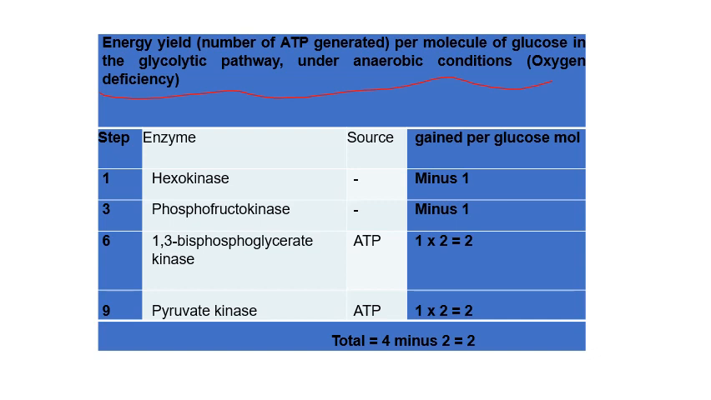The remaining steps, step 1 and step 3, utilize ATP, so we have to subtract those 2 ATP. Then 2 substrate level phosphorylations, that is 1,3-bisphosphoglycerate kinase and pyruvate kinase enzymes, lead to the production of 2 molecules of ATP each. So 2 plus 2, 4 ATP, 4 minus 2, total 2 ATP only during anaerobic glycolysis.